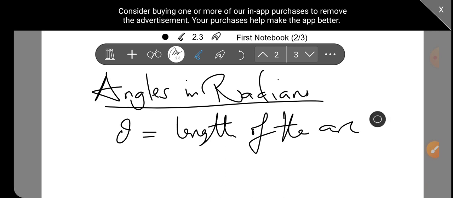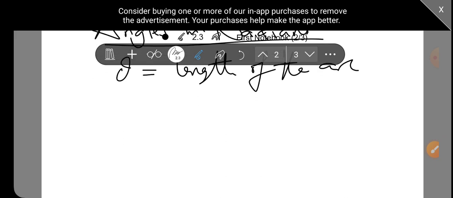So if theta is the same as the length of the arc, then we say that that angle is in radians. For example, the one we had from the beginning.